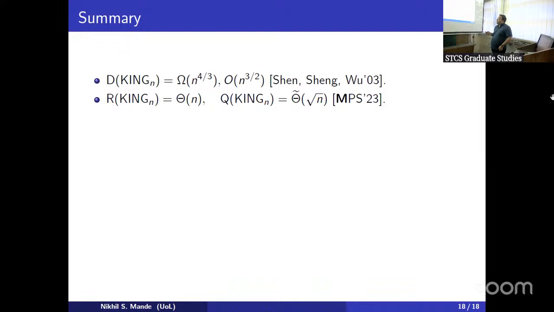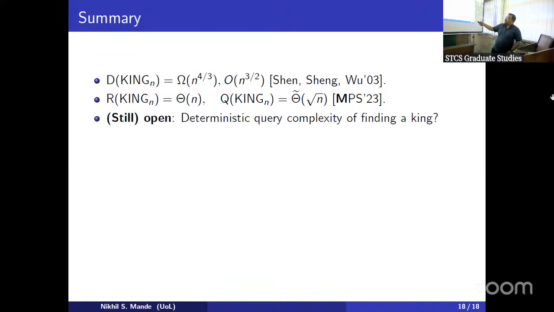And we showed tight randomized and quantum bounds for this last year. And at least for me, the most interesting open problem that still remains is, can we close this gap? I'm still not sure what bound to expect.